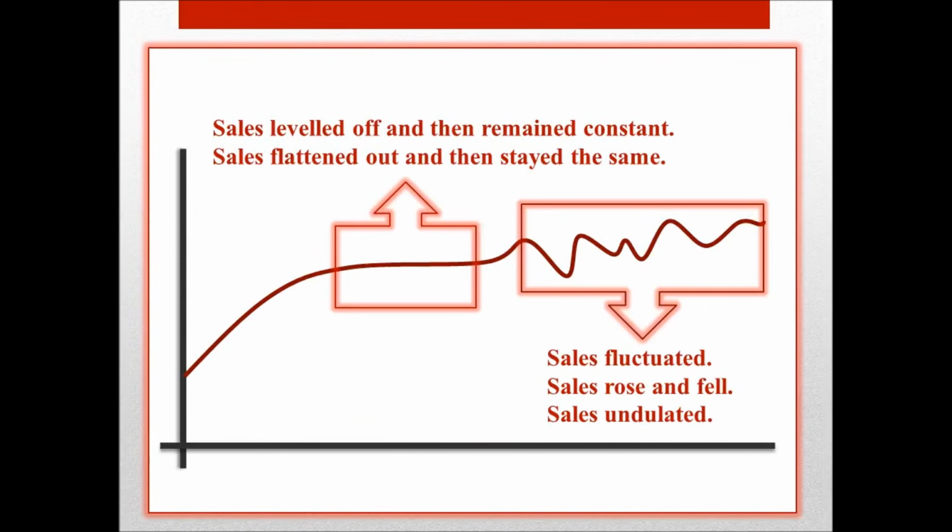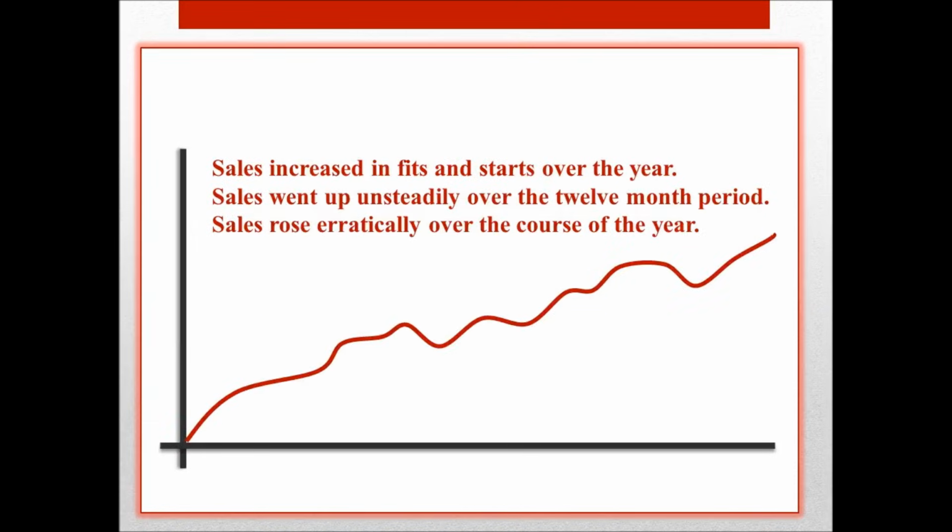Sales leveled off and then remained constant. Sales flattened out and then stayed the same. Sales fluctuated. Sales rose and fell. Sales undulated. Sales increased in fits and starts over the year.